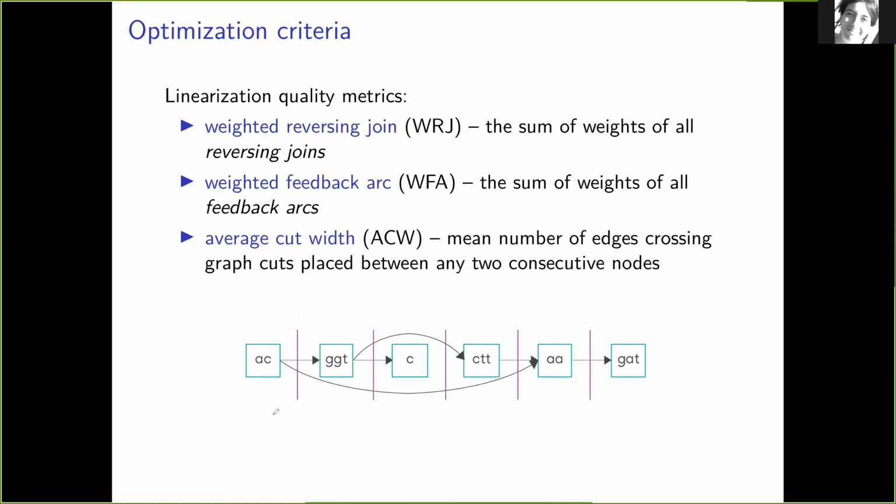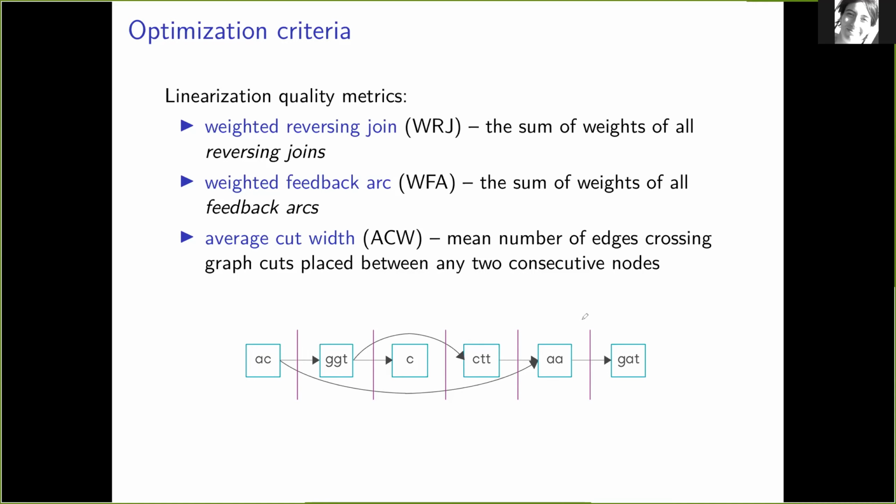So in this example, the consecutive cuts have widths 2, 3, 2, 2, and 1. So the average cut width is 2. The first two metrics are motivated by the fact that we generally want to have the graph as similar to a directed graph as possible.